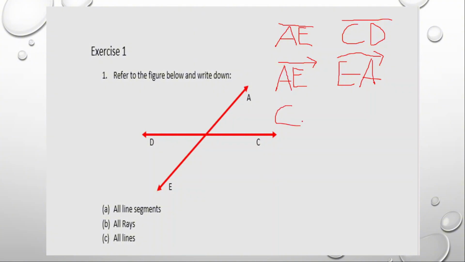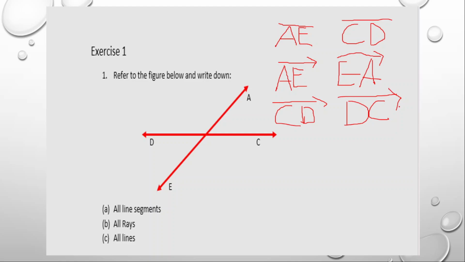Start at C, go in the D direction. C, G. Right. And we can also start at D and go in the C direction. Start at D and go in the C direction. You see there. Okay.